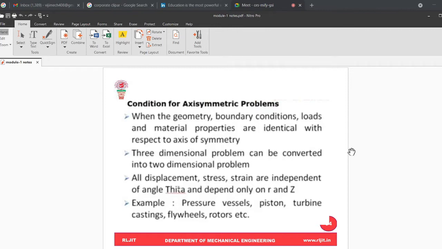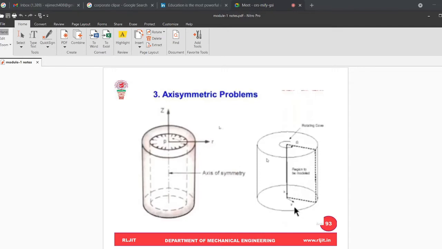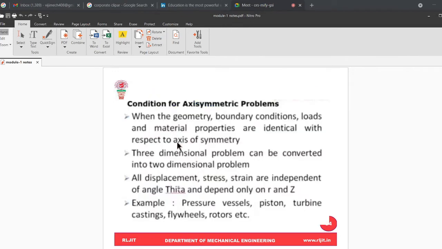In the other elements like 1D, 2D, 3D, we use the Cartesian coordinate system, with respect to x, y, and z. But in the case of axisymmetry, the axes are r, z, and one more, theta. This is very important: r, theta, z. You can observe the figure here, where we show all three: here r, here z, and the angle between them is theta. So there is a change in the axes also.